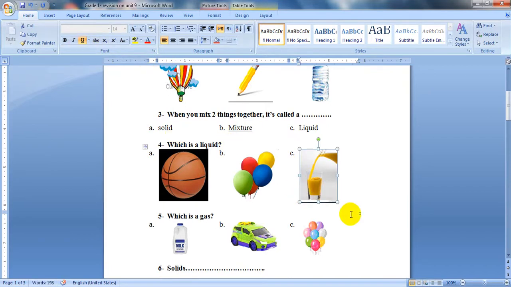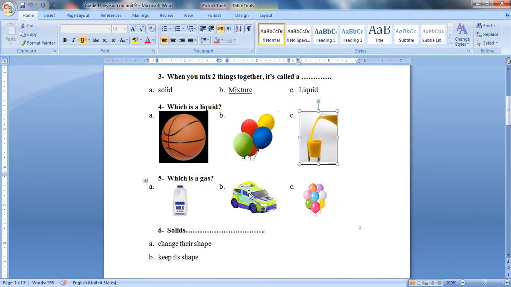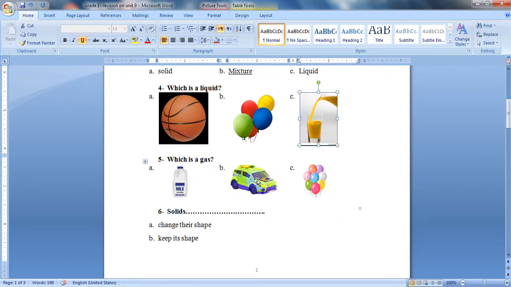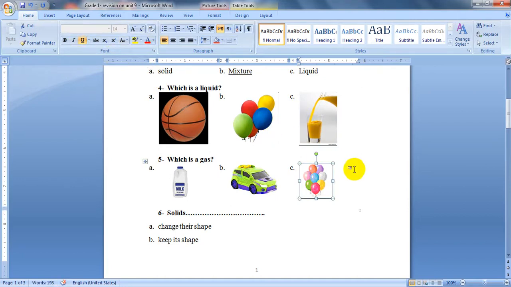The next one, number 5. Which of these is a gas? Milk, the car, or the air inside the balloons? What is a gas? Do you remember? A gas doesn't have its own shape. It spreads out to fill all the container. Not only does it take the shape of the container, it also spreads out to fill all of it. So the gas is letter C, the air inside the balloons.